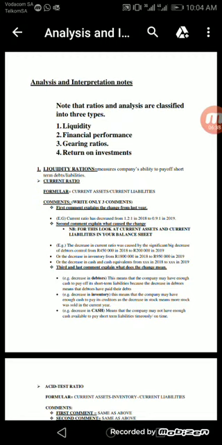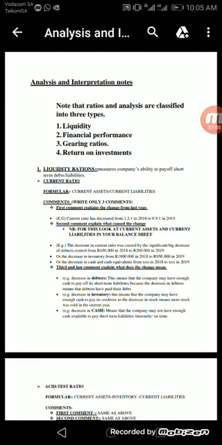Now let's go to the current liabilities. Under current liabilities, what do you have there? You have trade and other payables. These are the liabilities now. You have current portion of loan. You have bank overdraft. You have SARS income tax liability.